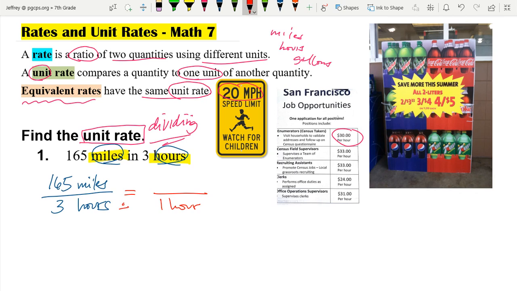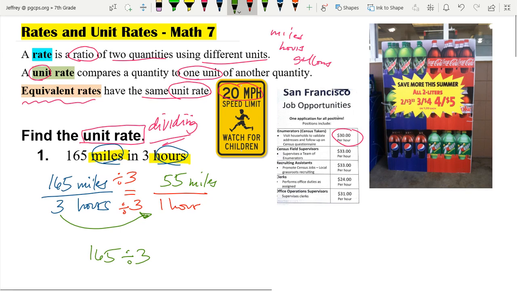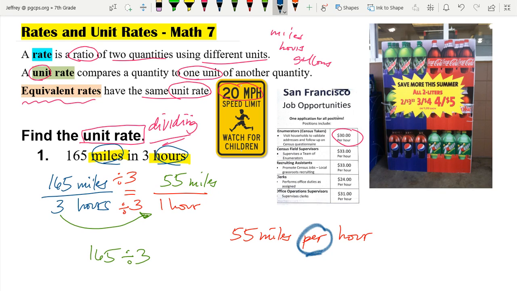So now we're going to divide this by what? By 3. Because the question is, how did we get 3 to become 1 hour? We're dividing. So we're actually just dividing 165 divided by 3. If we divide this, 165 miles divided by 3, that should give us 55 miles for 1 hour. Or you can write it in a sentence: 55 miles per hour. The word per means for every. So we don't need to put 1 here, but if you want to, it's okay.